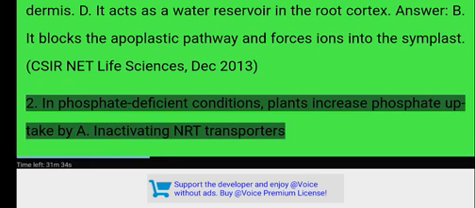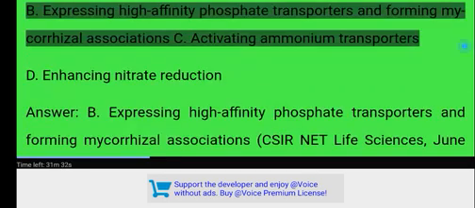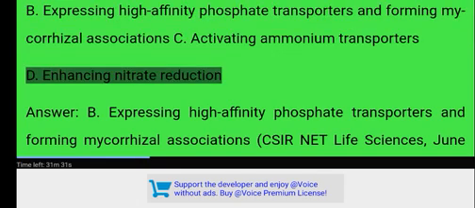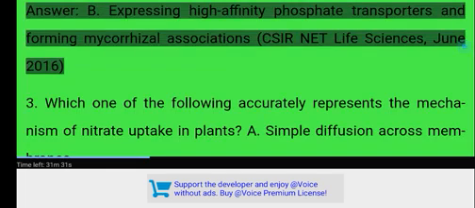2. In phosphate-deficient conditions, plants increase phosphate uptake by: A. Inactivating NRT transporters. B. Expressing high-affinity phosphate transporters and forming mycorrhizal associations. C. Activating ammonium transporters. D. Enhancing nitrate reduction. Answer: B. Expressing high-affinity phosphate transporters and forming mycorrhizal associations. CSIR NET Life Sciences, June 2016.